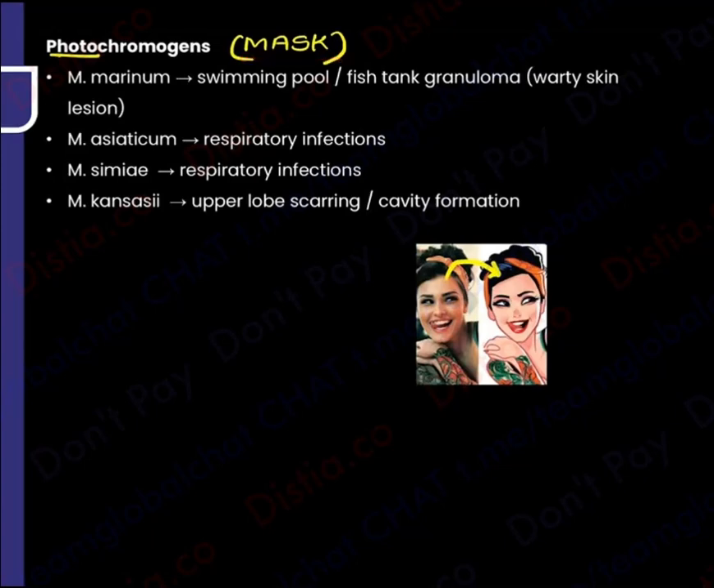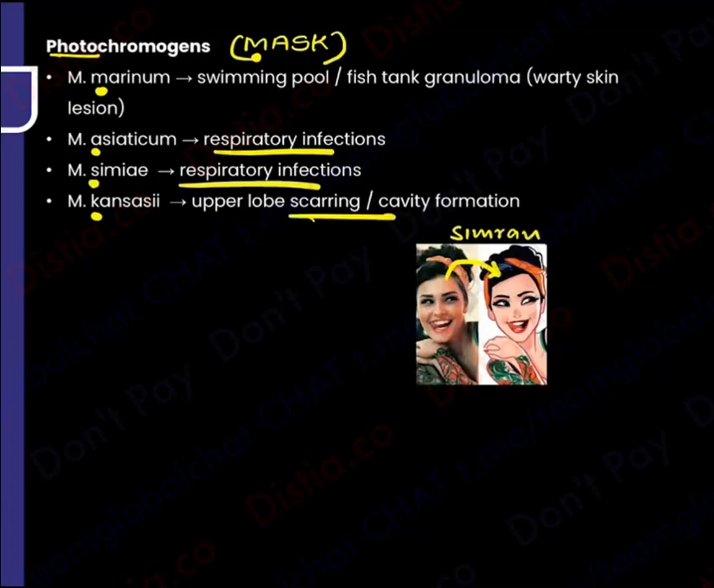So I have named this girl Simran. Why have I named her Simran? I'll tell you. Simran is putting a mask for a photo. M for Marinum, A for Asiaticum, S for Simiae, Simran, because there are so many S's. So Simran is the girl who has put the mask, so that is Simiae, and K for Kansasii. And you can see in all of them there are respiratory infections that are occurring and scar formation.